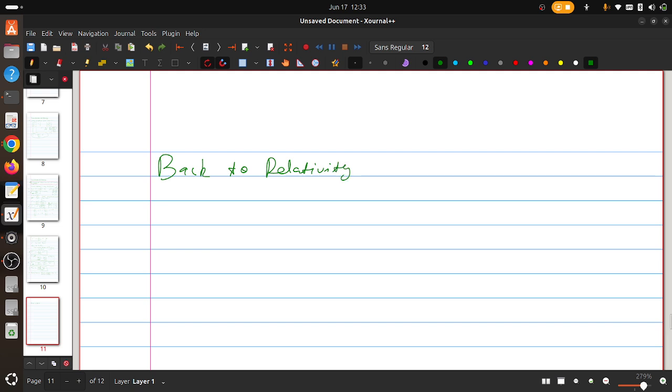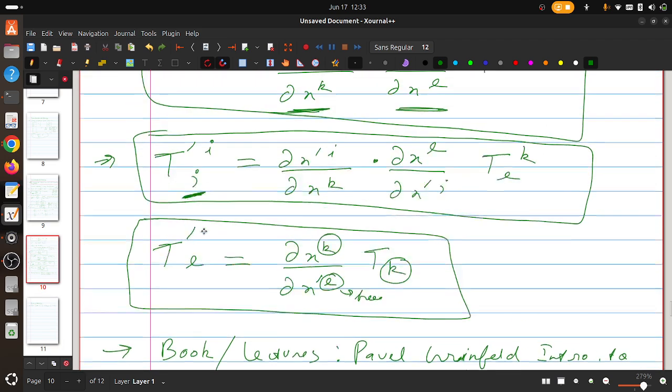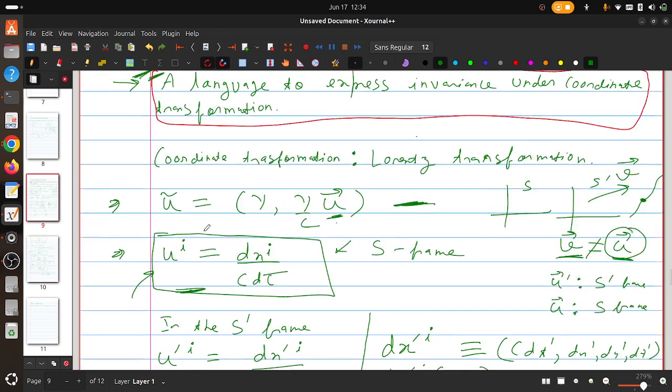we have seen that a four vector is a tensor, and it is a first rank tensor. So these ideas of four vectors in relativity are indeed a subset of the general concept of the tensor. That is the motivation here actually.